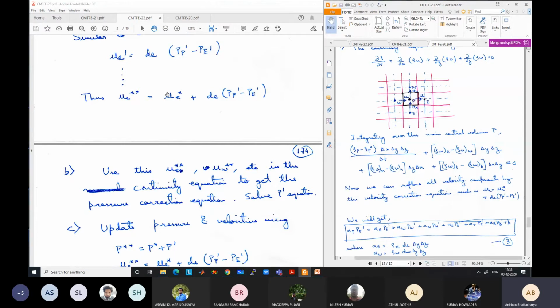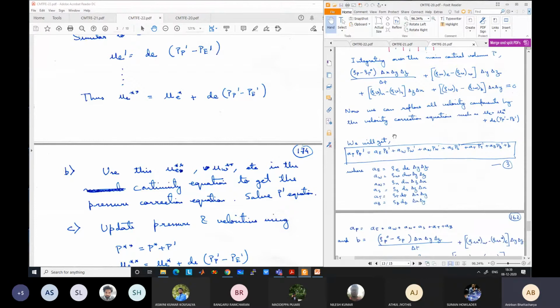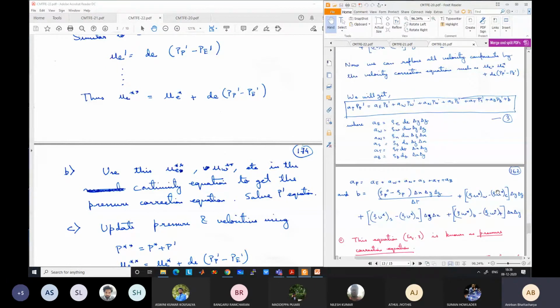Similarly, UW will be UW star plus DW (PW dash minus PP dash). Same thing, and you will get the same pressure correction equation as previously. So use this UE double star and UW double star and all the other similar terms in the continuity equation to get the pressure correction equation. Same pressure correction equation, and the source term will also be the same.